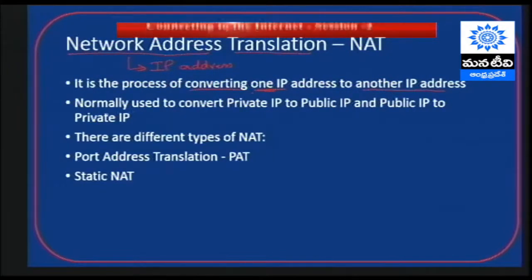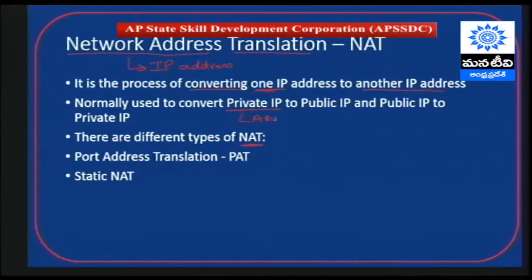So normally there are different methods of translation available, but the most widely used method is to convert the private IP addresses which are used in the local area network of the various organizations and homes to public IP addresses. And why should this happen? Because to be able to access internet, we must have a public IP address only. So the LAN private IP addresses will be converted to public IP addresses assigned by the ISP.